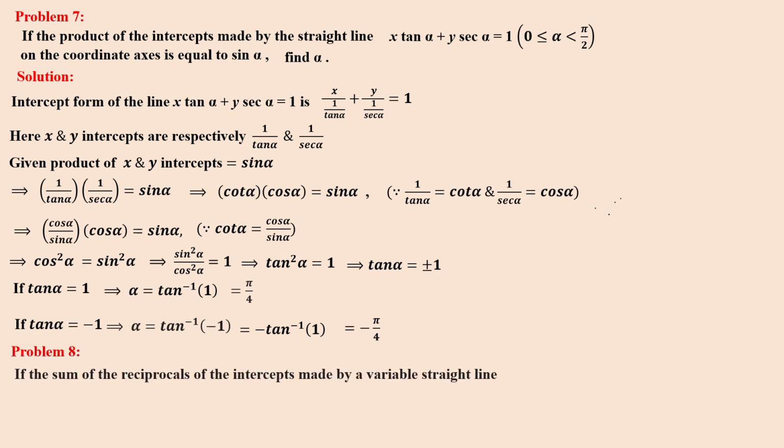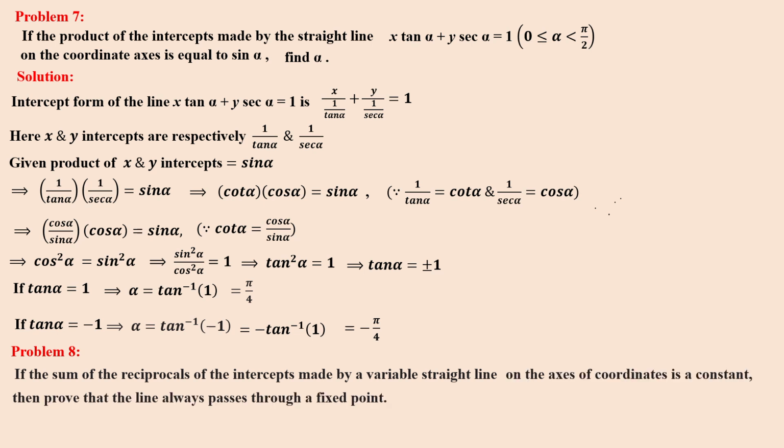Next problem. If the sum of the reciprocals of the intercepts made by a variable straight line on the axes of coordinates is a constant, then prove that the line always passes through a fixed point. So we write the equation. Intercept form of a straight line: x by a plus y by b equal to 1. a is the x intercept, b is the y intercept. Reciprocal of x intercept, reciprocal of a is 1 by a. Reciprocal of y intercept, that is reciprocal of b, is 1 by b, right?